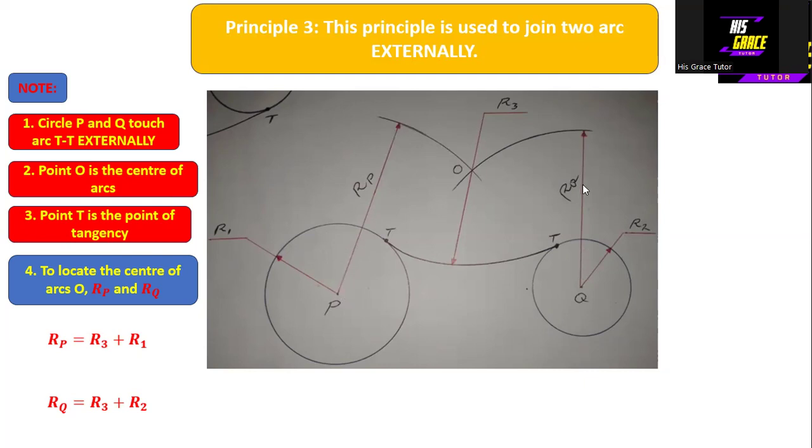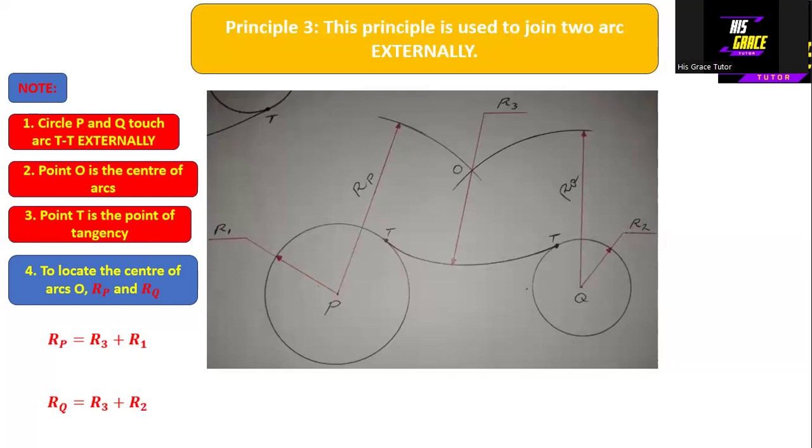As I said when I was talking about principle 2, when you have a problem like this, you cannot use your French curve to produce this. If you do that, you are going to be penalized. It is expected of you to find this center of arcs O, which is very important. It will be stated in the question that you show clearly the center of arcs and also the point of tangency, and this is part of what marks are awarded for.